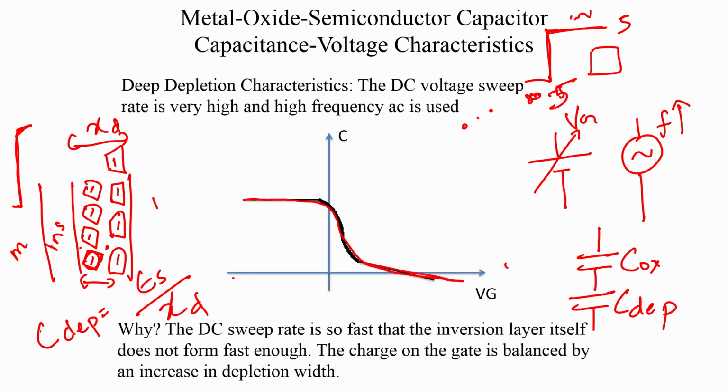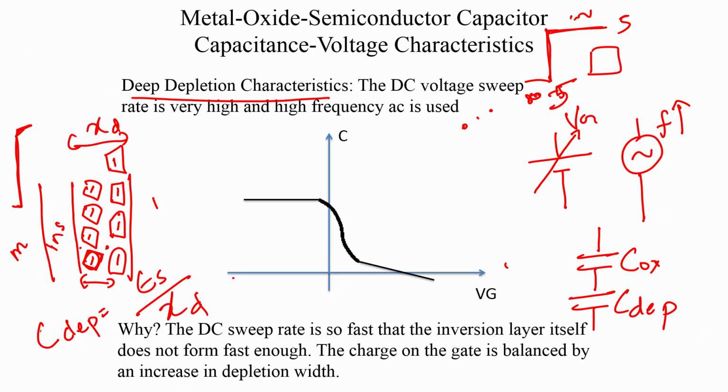Okay, the capacitance keeps heading low. It does not flatten because there are no electrons present. So, to summarize these three characteristics, what is the difference between high frequency and deep depletion? This characteristic is called the deep depletion characteristic. And what is the difference between high frequency and deep depletion?